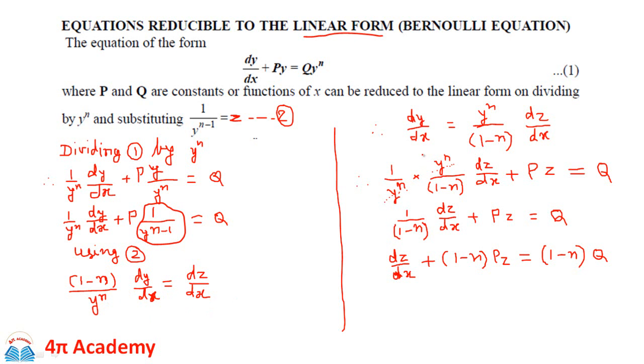So we write this equation in the form of dy by dx. We get dy by dx is equal to, if I transfer this factor on the right hand side, y raised to power n upon 1 minus n into dz by dx. So now we can use this value of dy by dx over here. By substituting it, we get 1 upon y raised to power n multiplied by this dy by dx, which is y raised to power n upon 1 minus n into dz by dx, plus P.